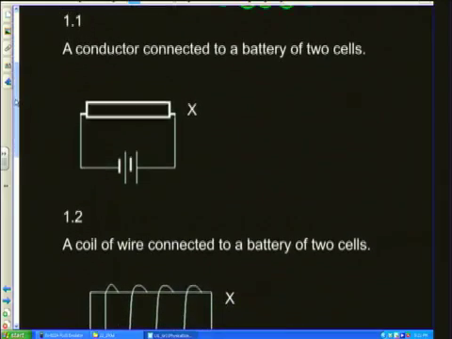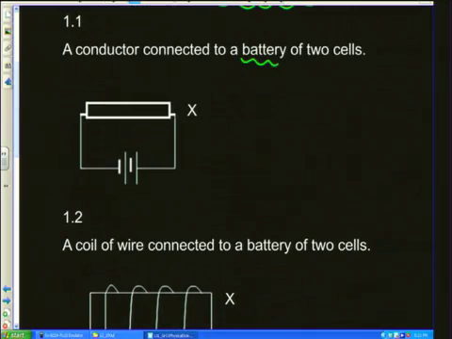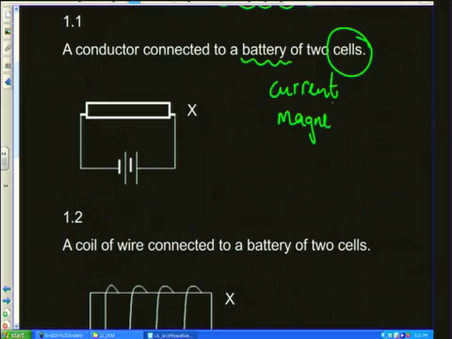The first diagram on 1.1 is a conductor connected to a battery. So it's connected to a source of energy, and that battery is made up of 2 cells. We know that once we have 2 or more cells, we have a battery. Now the trick here is we have to show the direction of current, and we have to show the associated magnetic field. Okay, so those are the 2 things that we need to deal with here. Now how do we show that?